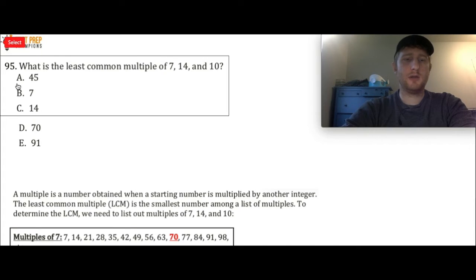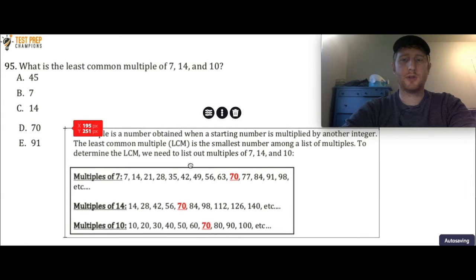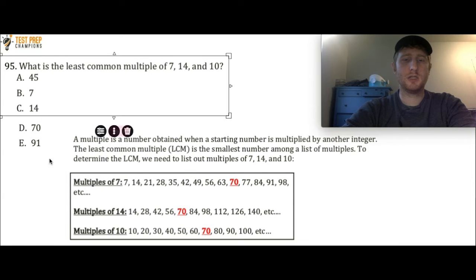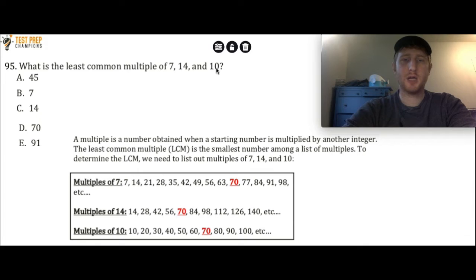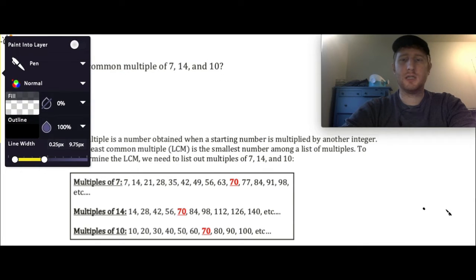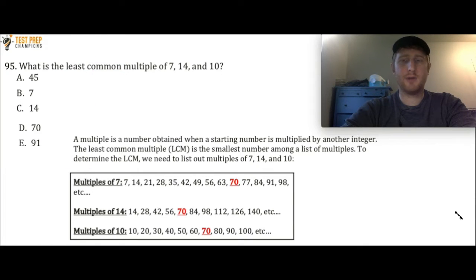Okay, so let me just put the written solution up on the screen here because I think it's easier just to show this right off the bat. For questions like this, these are just kind of a pain. They can be annoying, but it's hopefully not going to be that hard, at least once I show you how to do it. So all I would do is make a list here: 7, 14, and 10.